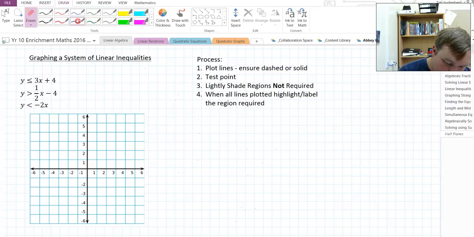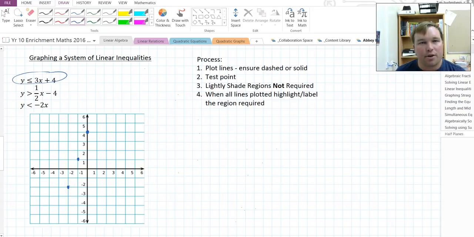Alright, so, graphing a system of linear inequalities, let's take the first one. I know that it goes through the y-intercept of 4, and then for one back it drops 3. And I know that because it's less than or equal to, it's a solid line. Poorly drawn, but you get the idea.